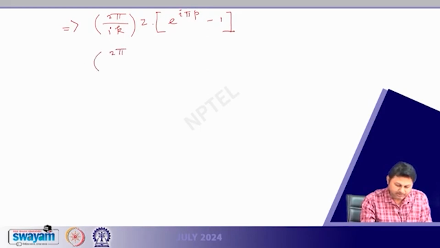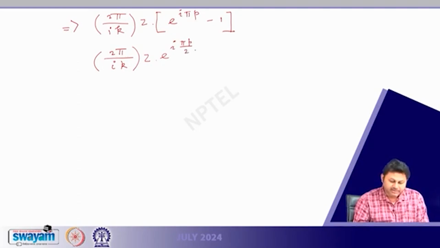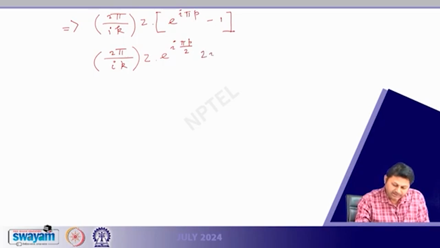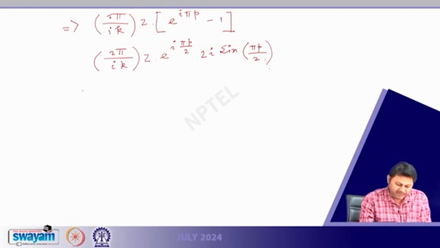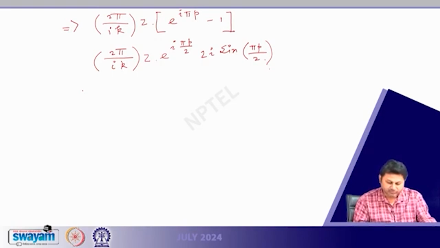So this is 2 pi divided by i k z, and I can take e to the power of i pi p by 2 common, and if I do, then I am going to get e to the power of i pi p by 2 minus e to the power of minus i pi p by 2, which is essentially 2i times sine of pi p by 2, that we get.